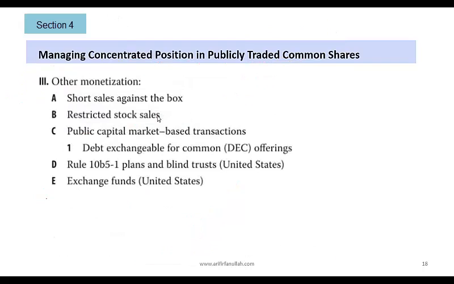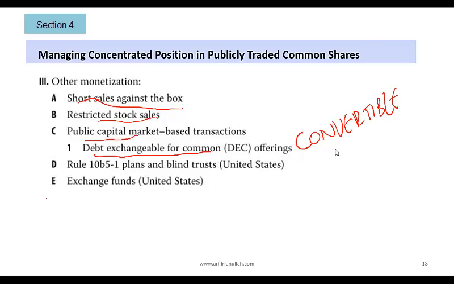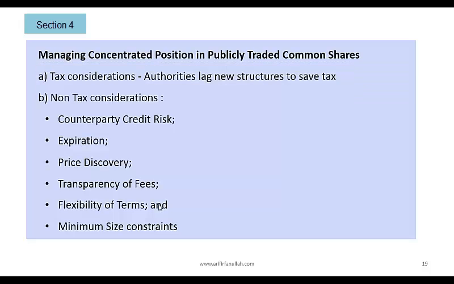The other monetization strategies are short sales against the box. We have restricted stock sales. We have public capital market transactions, which is debt exchangeable for common offerings. You may have heard about convertible bonds. This could be one of the strategies. We also have Rule 10b5-1 plan and blind trust. This is specific to the US. And we have exchange funds, which is essentially pooling of concentrated holdings. So let's go through them.